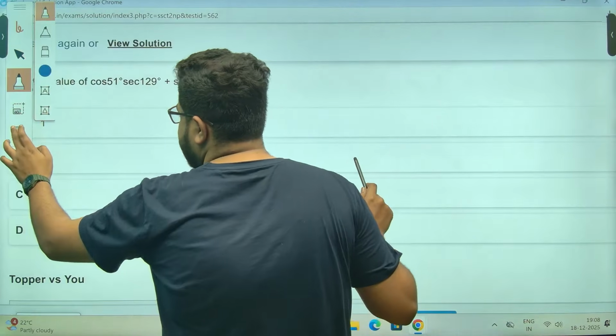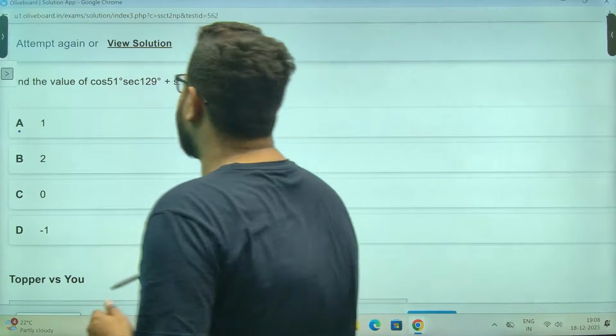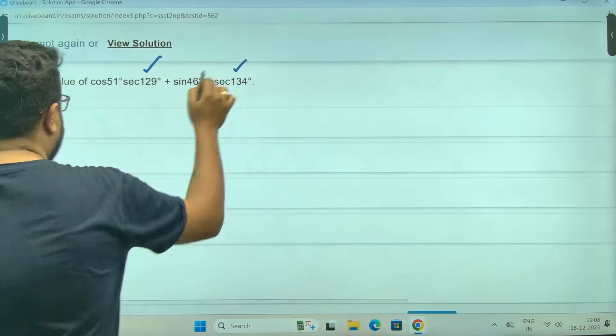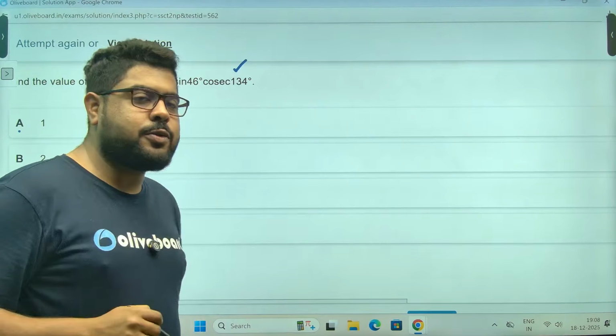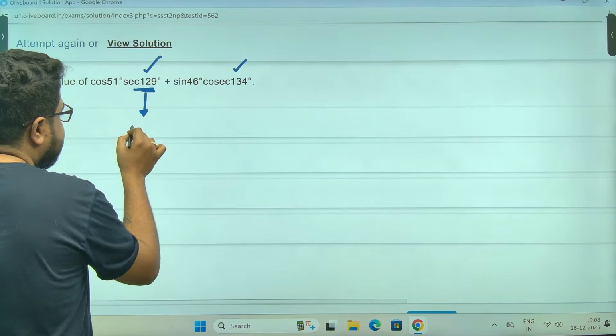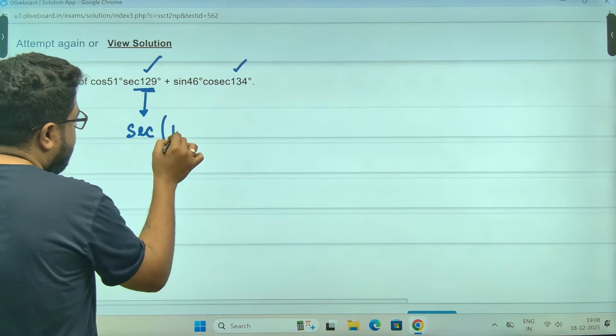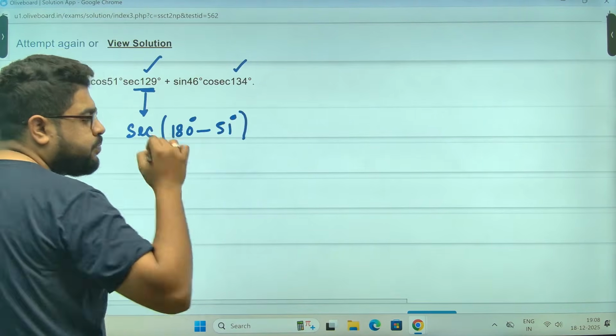Sir, again, next one, trigonometry, associated angles. Chalo, 51, sir. Second quadrant, 0 is the answer. Again, you'll say, sir, how did you do? Sir, please understand, 129. I can see this is sec of 180 degree minus 51 degrees, sir.